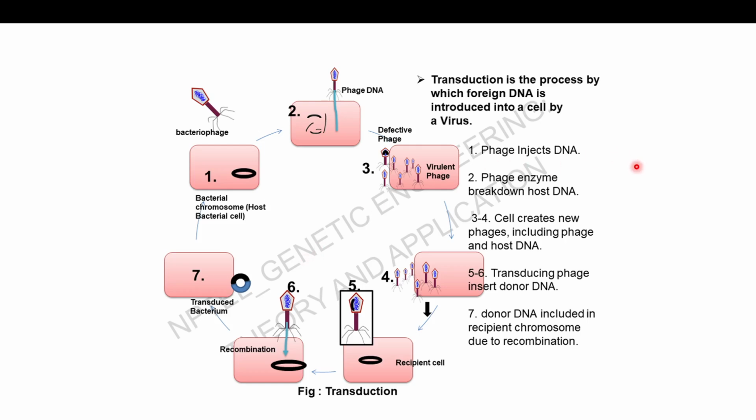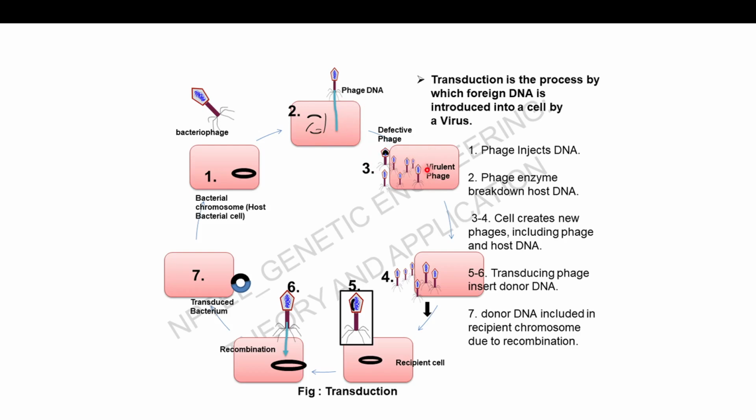Okay. And then there's transduction, wherein you actually use viruses to introduce your genetic material, any foreign genetic material. So what happens here is, these phages, bacteriophages: bacterial chromosomes are there in the host bacterial cell, and these viruses infect the bacterial cell. Phage enzymes break down the host DNA, and the cell can create new phages, including phage and host DNA. This is the general infection mechanism.